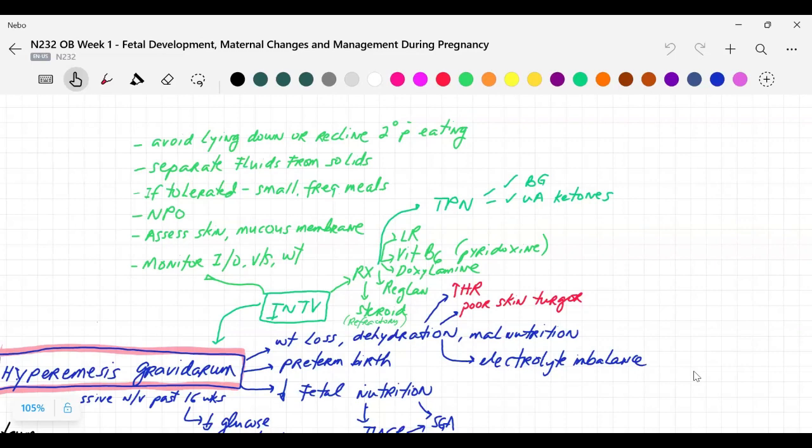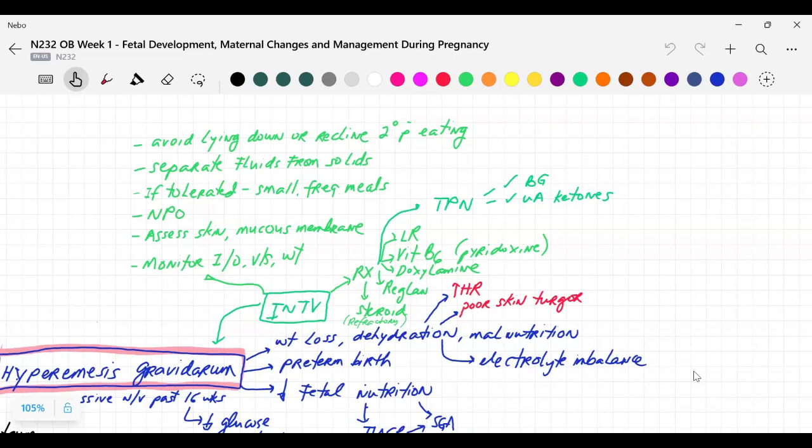If that doesn't work, then they can go to Reglan. Reglan is an anti-emetic, but it's also a pro-kinetic. What Reglan does is it actually increases peristalsis. It makes your GI move faster. That way the food is not stuck there, so that decreases nausea. That's Reglan, which is metoclopramide, the generic, right?